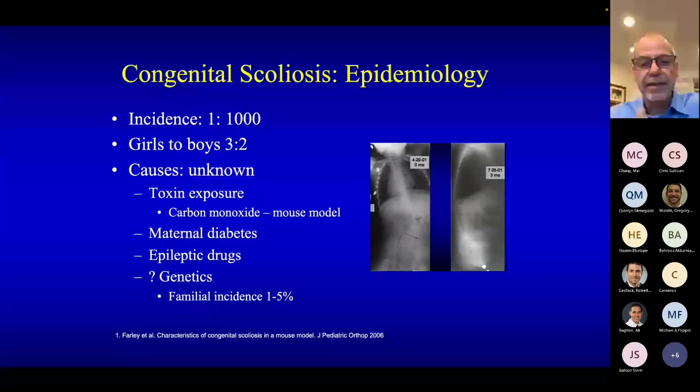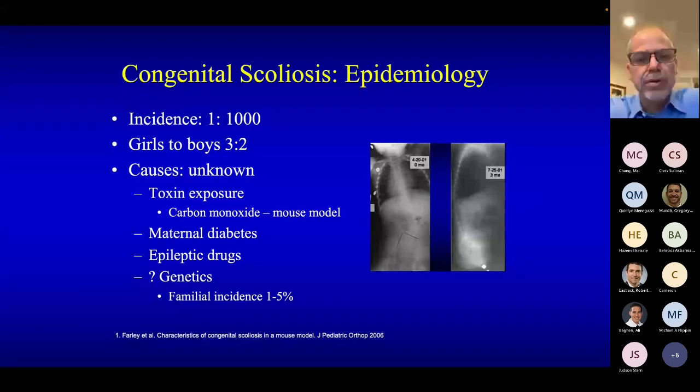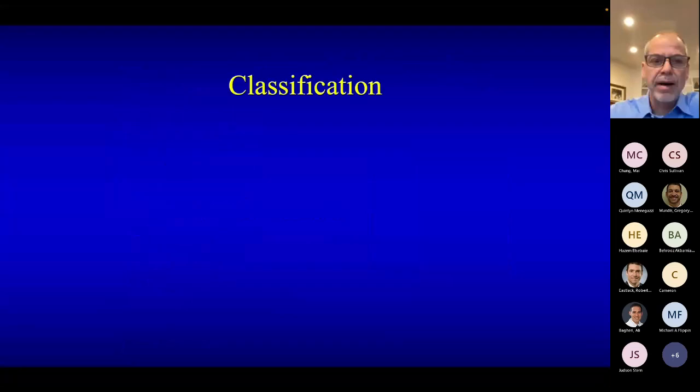If we look at congenital scoliosis from an epidemiology standpoint, there's an incidence of about 1 in 1,000, more commonly in girls than boys for unknown reasons. Common causes that we know of are certain toxic exposures, carbon monoxide in a mouse model, maternal diabetes, epileptic drugs, and there is a familial genetic incidence among families. But the majority of it actually is still unknown. We just know that there's some sort of fetal insult with exposure through the mom.